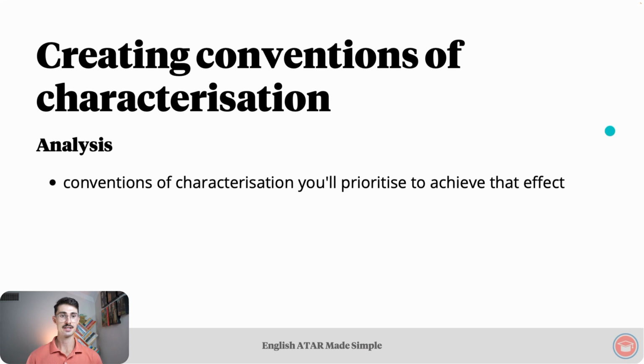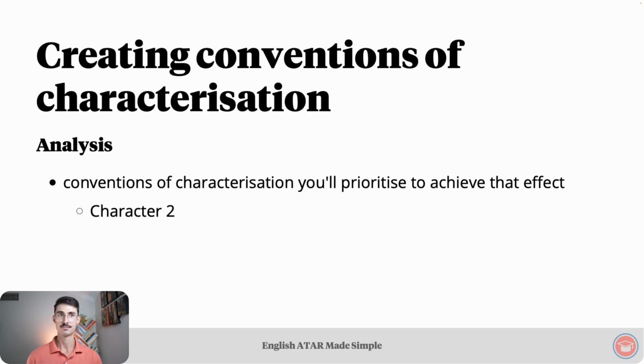Next step in the analysis, conventions of characterization you'll prioritize to achieve that effect. For character 1, one of the biggest conventions could be dialogue. Specifically, character 1 could swear a lot. Reactions of other characters. For instance, character 2 initially thinks character 1's cynicism is amusing. Name, Jim. Physical appearance, tattoos, middle age, gut, shaved head.